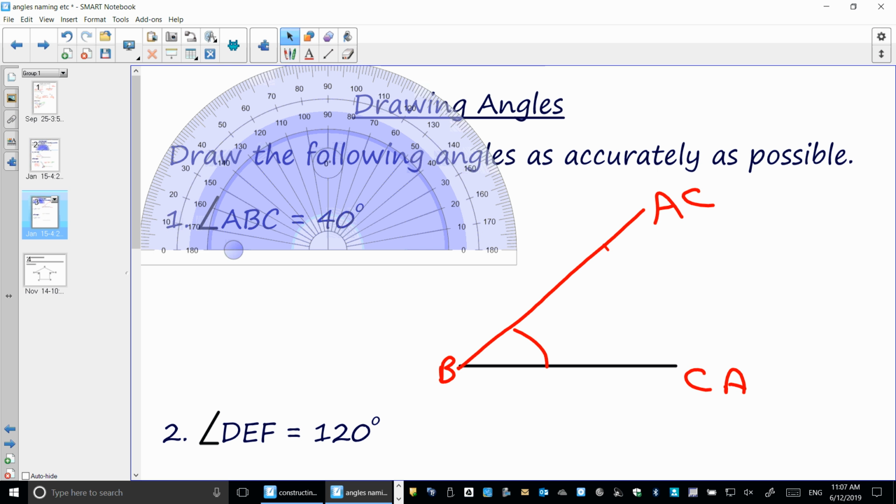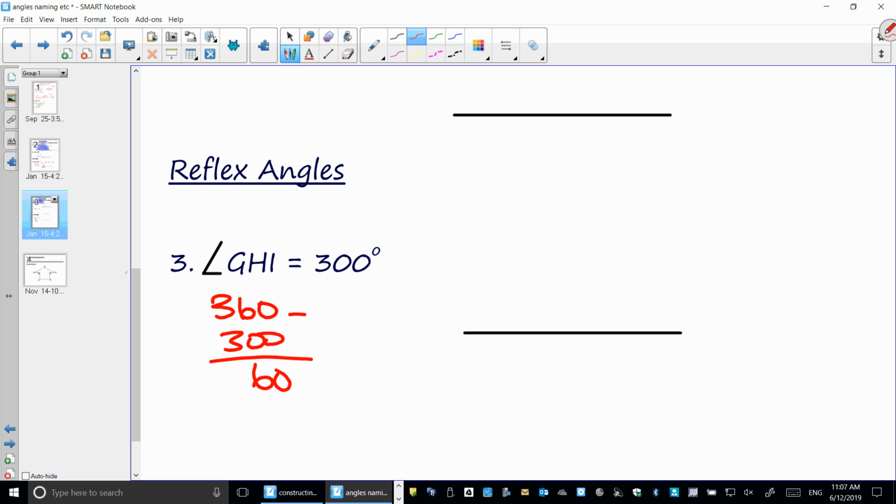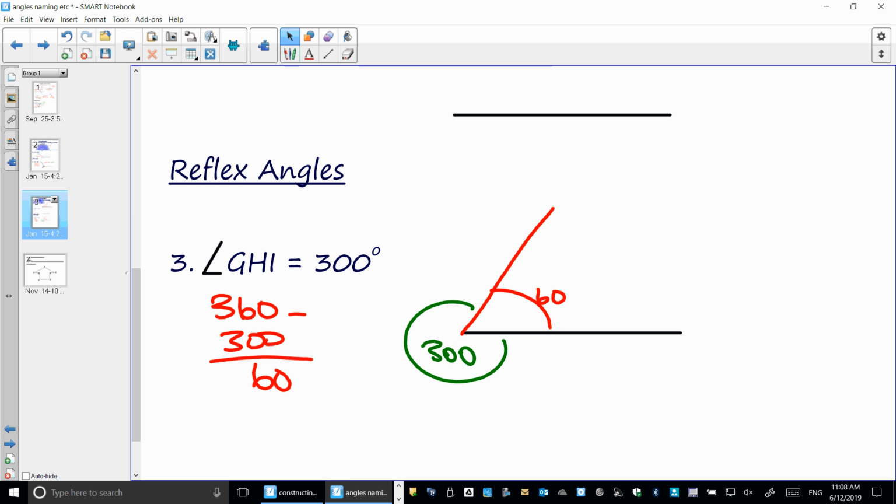Now, for drawing the reflex angle, you're going to do something similar to what we just did. We can't draw an angle of 300 degrees, but we can draw the baby part. So we're going to say 360 take away 300 is 60. So we're going to draw an angle of 60 degrees. Okay, and then we are going to show that this is the angle of 300. Right, can you get that done before we come back? Make it nice and big. And then you have to do the outside.